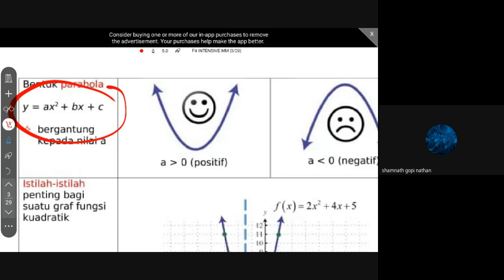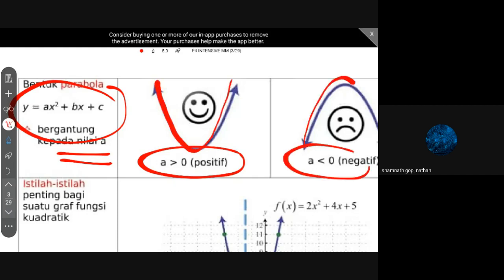General form of quadratic equation. Okay, so the quadratic equation depends on the A value, bergantung kepada nilai A. So just now I asked you already, A greater than 0, positive, maksud dia, bentuk dia senyum. A less than 0, dia akan masam, it'll cry, negative. Okay, means negative 1, negative 2, like that lah.